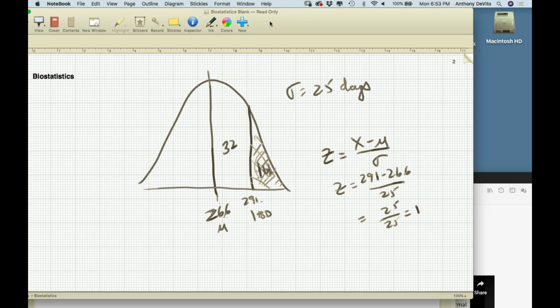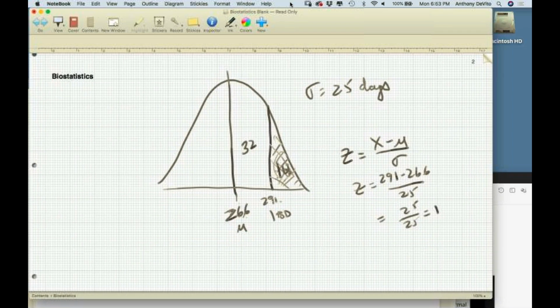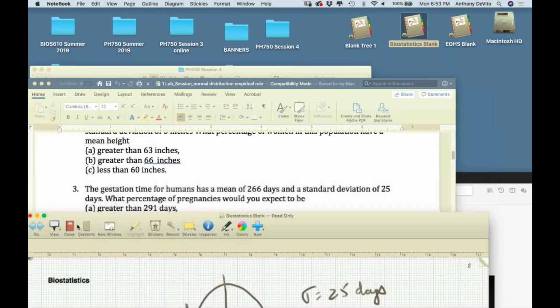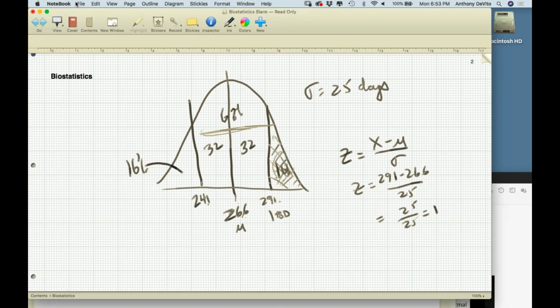Okay, just a little bit of a twist there. Numbers a little bit different. Okay, how about less than 241 days? Well, I'm not going to repeat that again because it's kind of obvious. 241 is 25 less than this. So this is 32%, and you remember this is 1 standard deviation below, 1 standard deviation above, 68%. So this is going to be roughly 16% of the births that fall less than 241 days. Okay, how about the last one? Less than 241 days or greater than 291.